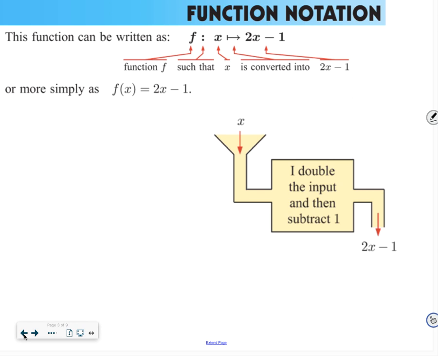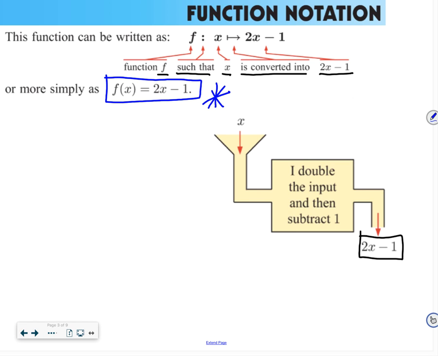Often a function is given the letter f or any other variable to define that relationship. The two colons are read as "such that" an x is our input, and it's converted into 2x minus 1, meaning its output. The more typical way we should understand this is f of x equals 2x minus 1. That is the most popular, most familiar way you'll see this written.